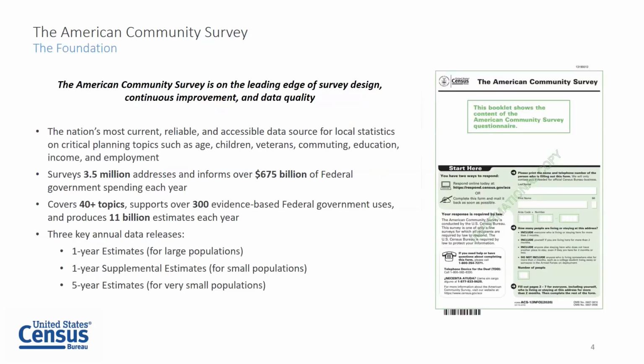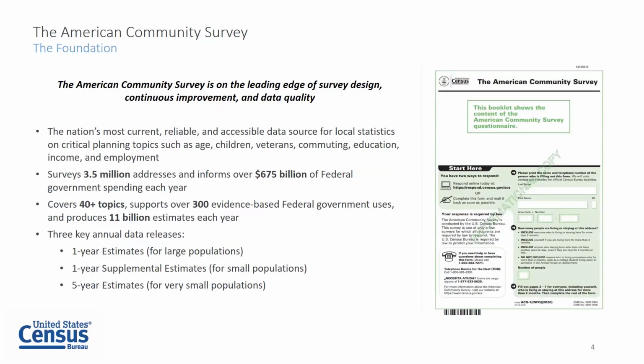So the American Community Survey, or ACS, is the nation's most current, reliable, and accessible data source for local statistics on critical planning topics such as age, children, veterans, commuting, education, income, and employment. The survey samples approximately 3.5 million addresses. These data are collected continuously throughout the year to produce annual social, economic, housing, and demographic estimates. The ACS is also used to distribute more than $675 billion of federal government spending each year. These estimates cover more than 40 topics and support more than 300 known federal uses and countless non-federal uses.